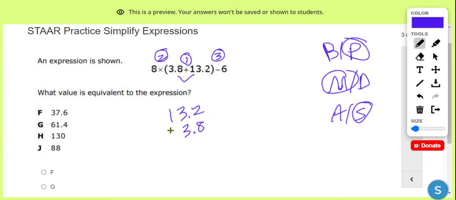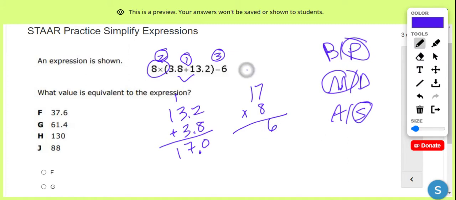13.2 plus 3.8. So 8 plus 2, carry the 1. 3 and 3 is 6 plus 1 is 7. Then bring your decimal down. So you got 17 times 8. Here's step 2, times 8. 8 times 7 is 56. 8 times 1 is 8 plus 5 is 13. And so we're done with step 1.